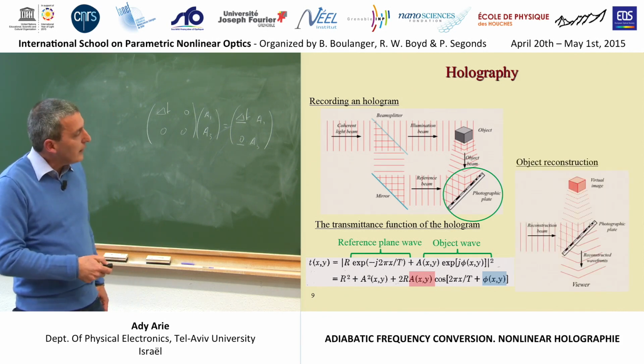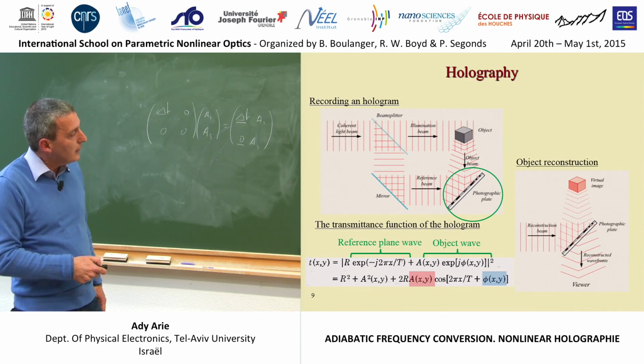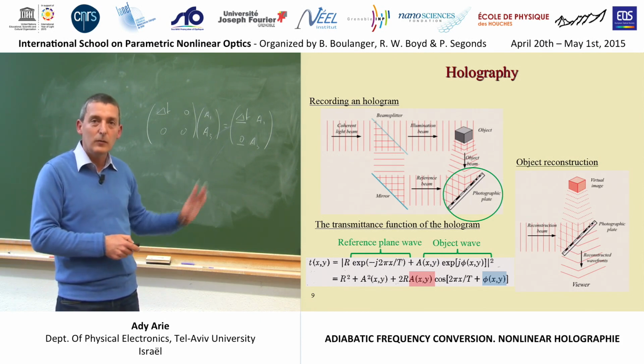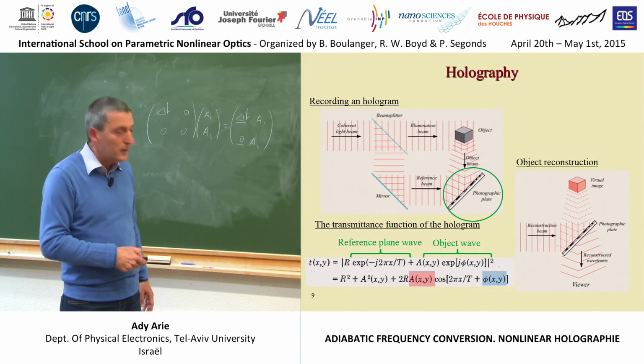And then we can reconstruct it by illuminating it, and then we will see it. For a viewer, it looks as if there is a real object here, and we get both amplitude and phase. OK?